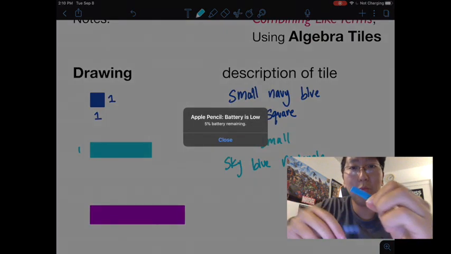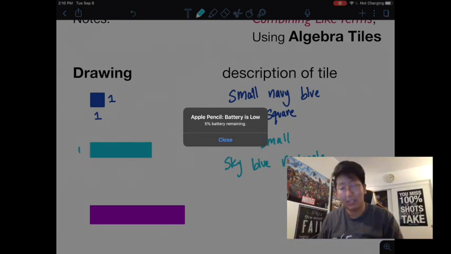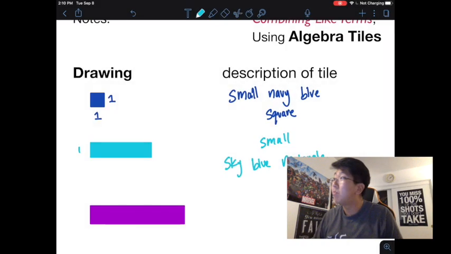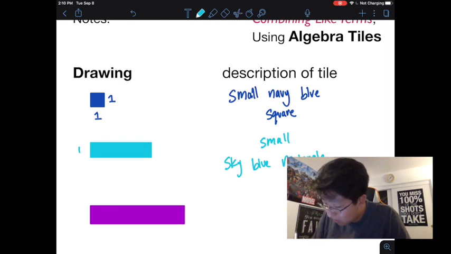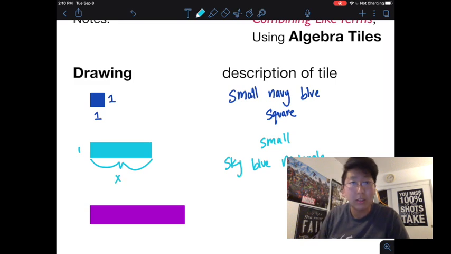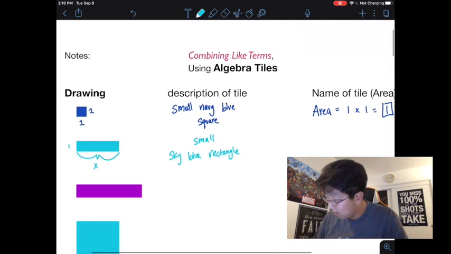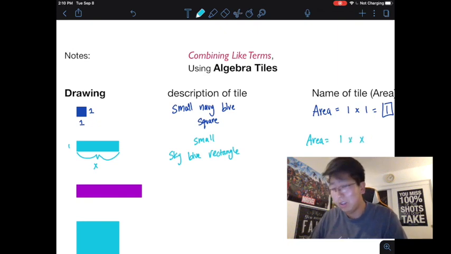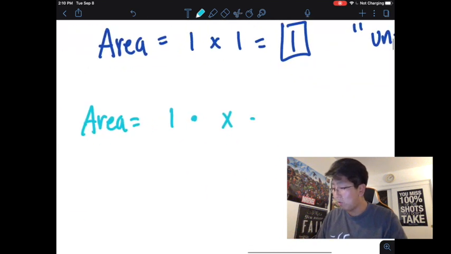Because we don't know, we're going to call it x. We're going to call this distance right here x. So this is an x by 1. The area here is 1 times x. I don't like that I used a multiplication sign for x, so I'm going to use a dot. 1 times x, and that equals x.